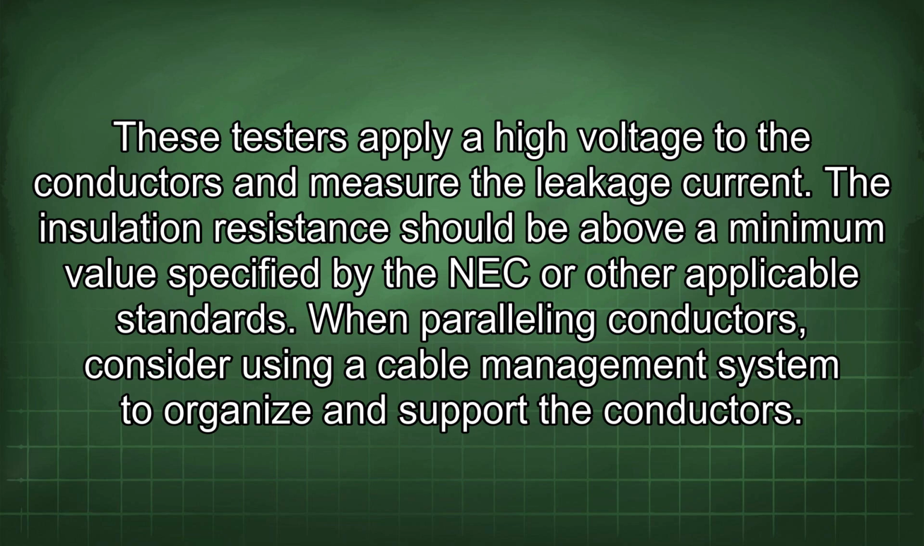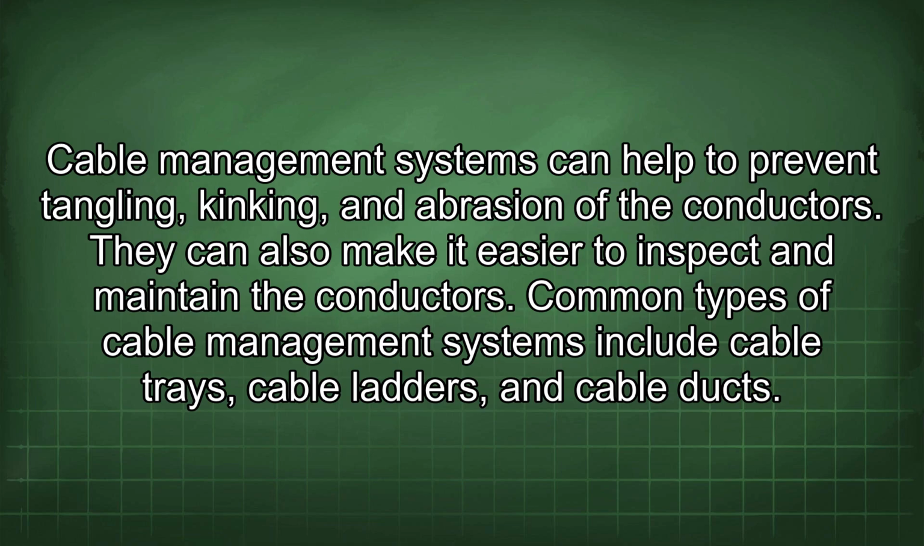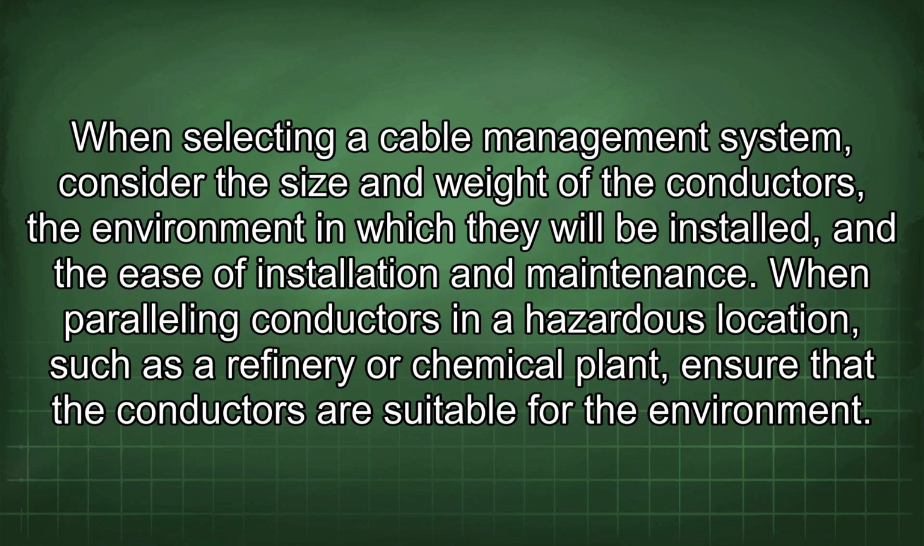When paralleling conductors, consider using a cable management system to organize and support the conductors. Cable management systems can help to prevent tangling, kinking, and abrasion of the conductors. They can also make it easier to inspect and maintain the conductors. Common types of cable management systems include cable trays, cable ladders, and cable ducts. When selecting a cable management system, consider the size and weight of the conductors, the environment in which they will be installed, and the ease of installation and maintenance.